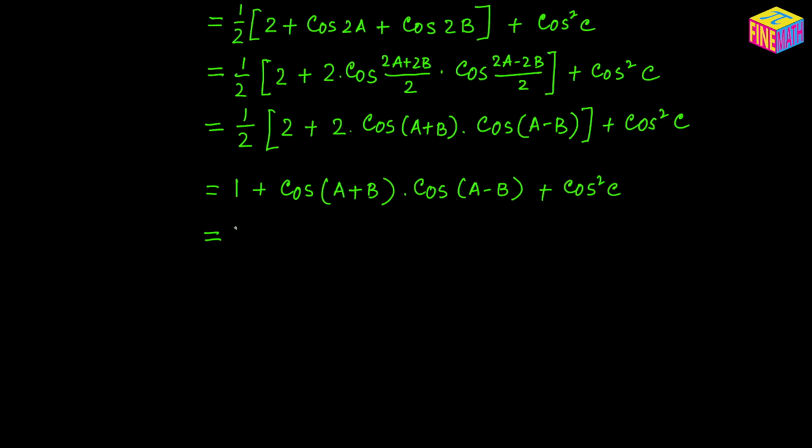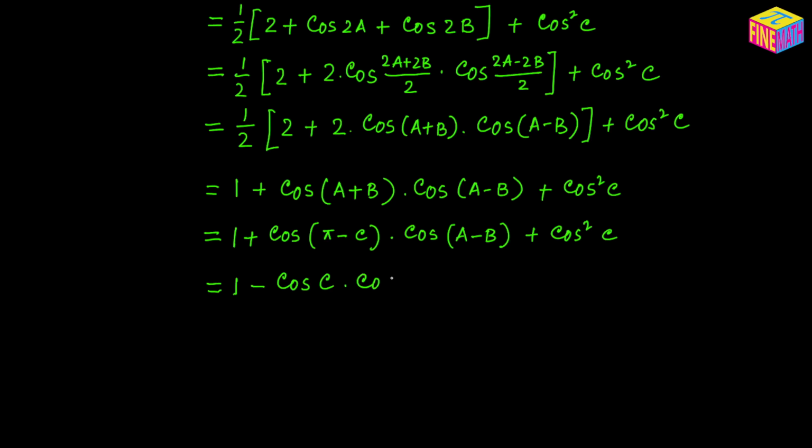So we can write it as 1 plus cosine of pi minus C times cosine of A minus B plus cosine square of C. And from here this becomes 1, and then cosine of pi minus C is actually negative cosine of C. So this becomes negative cosine of C times cosine of A minus B plus cosine square of C. And from here we can see that cosine of C is a common factor between the second and the third terms. So our first term is 1.